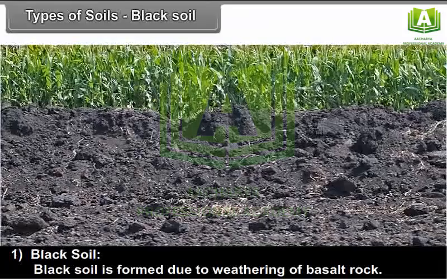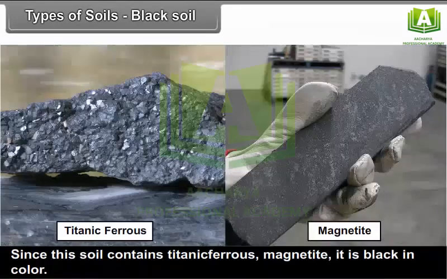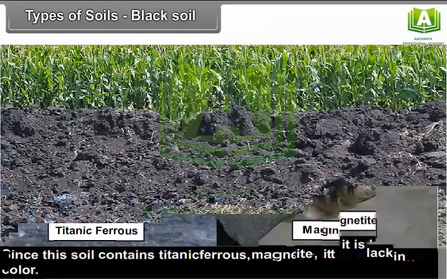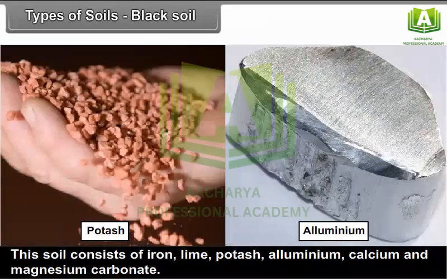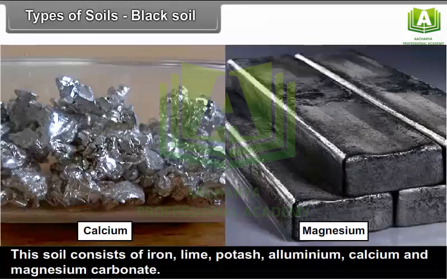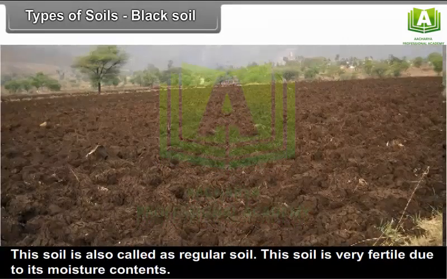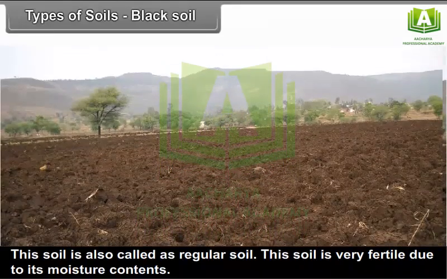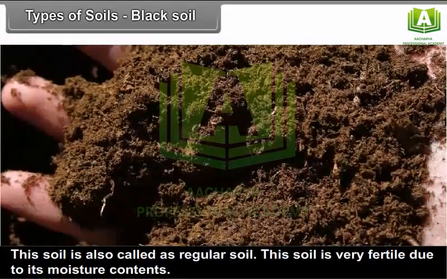Black soil. Black soil is formed due to weathering of basalt rock. Since this soil contains titanic ferrous magnetite, it is black in color. This soil consists of iron, lime, potash, aluminium, calcium, and magnesium carbonate. Black soil is deficient of nitrogen, phosphorus, and organic matter. This soil is also called Regur soil. This soil is very fertile due to its moisture content.